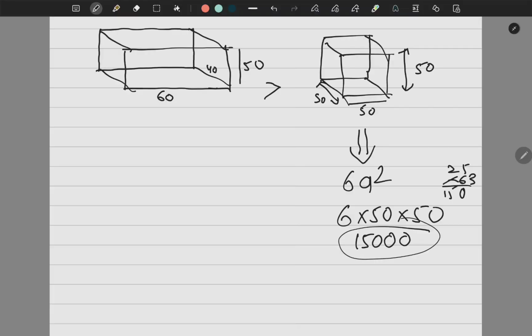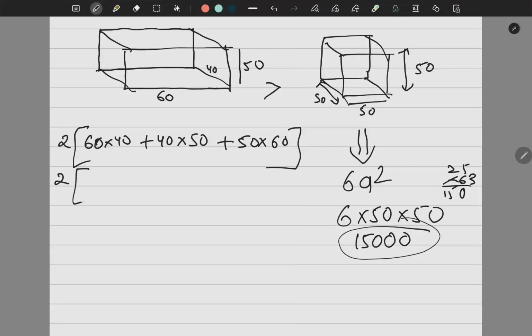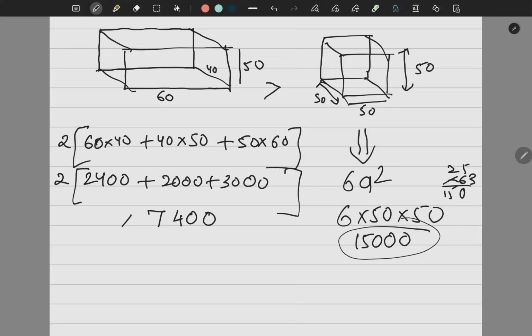Now let me do the second one also. What is the formula? 2 into 60 into 40 plus 40 into 50 plus 50 into 60. All three possible combinations, right? So 2400 plus 2000 plus 3000. So how much will I get? This will become 7400 into 2. So 14800 I am getting.